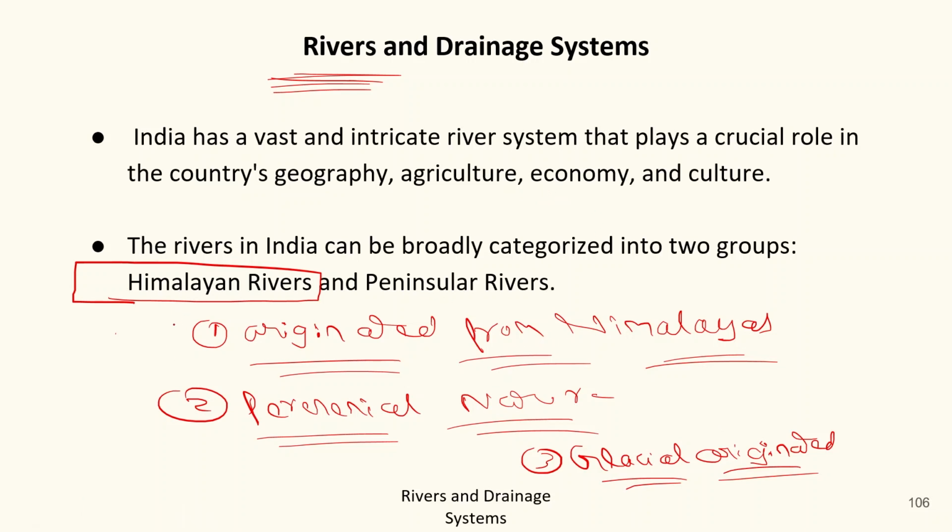Got it? So basically, in the Himalayan system, there are 3 points. They originate from the Himalayas. Second, they are perennial in nature, basically meaning that they flow throughout the year. Okay, and the third point is they are glacial originated. Got it?